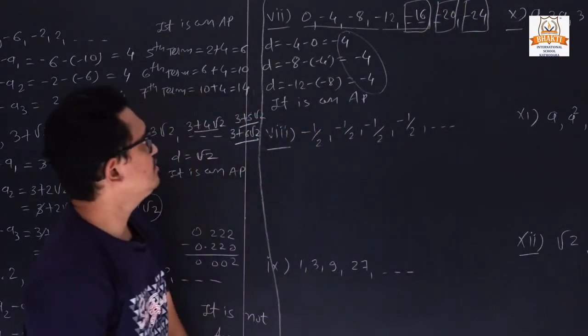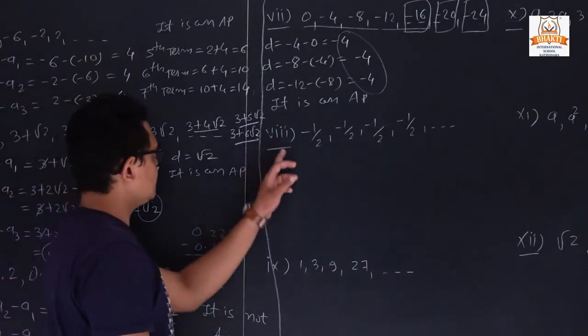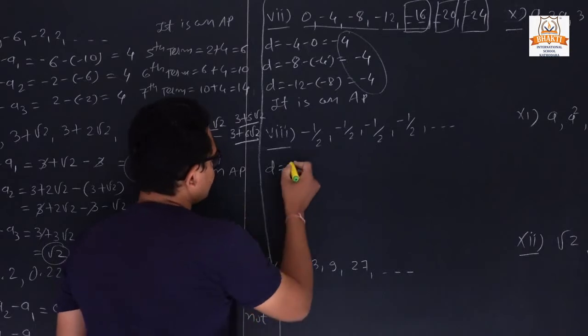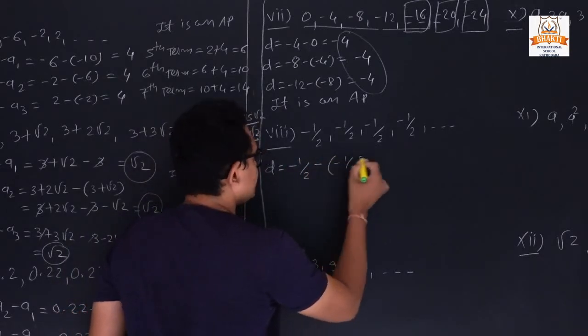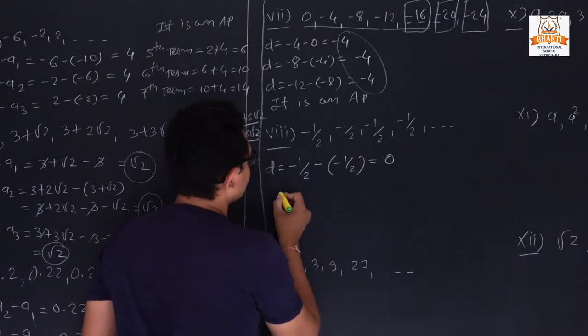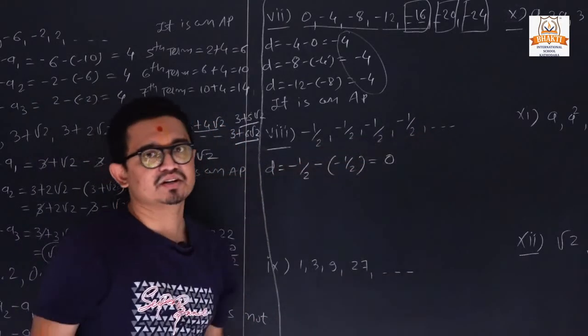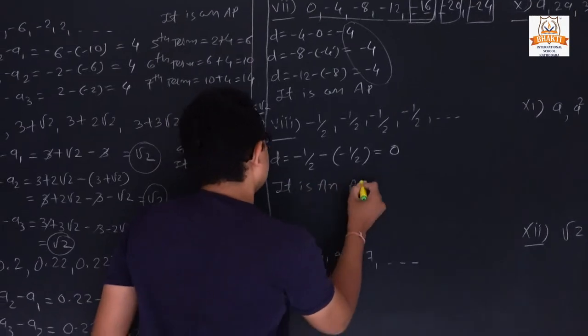Clear? Minus 16, minus 20 and minus 24. Next, question number 8. Once again we can find the difference: minus 1/2 minus (minus 1/2). Minus minus becomes plus, so it is 0. Each time we get the same difference because all terms are the same. So it means it is an AP.